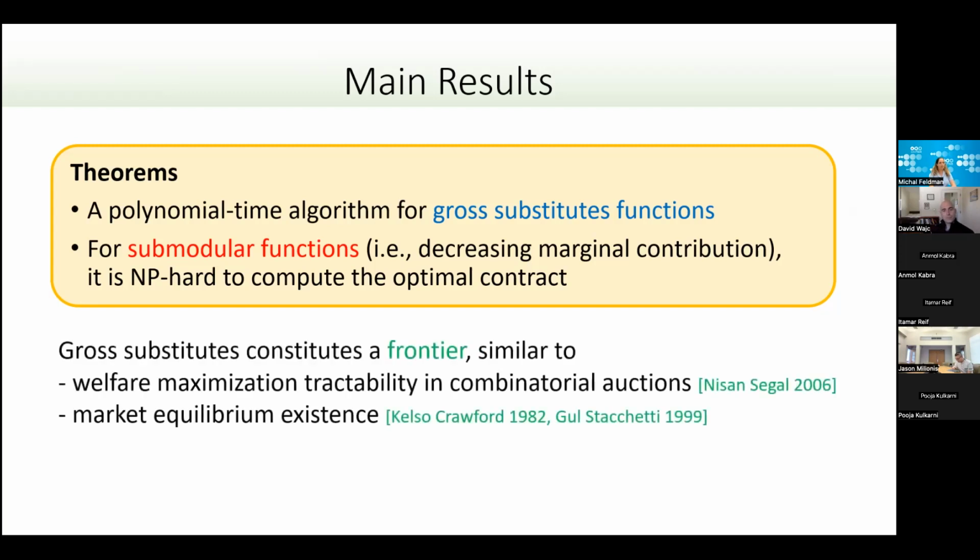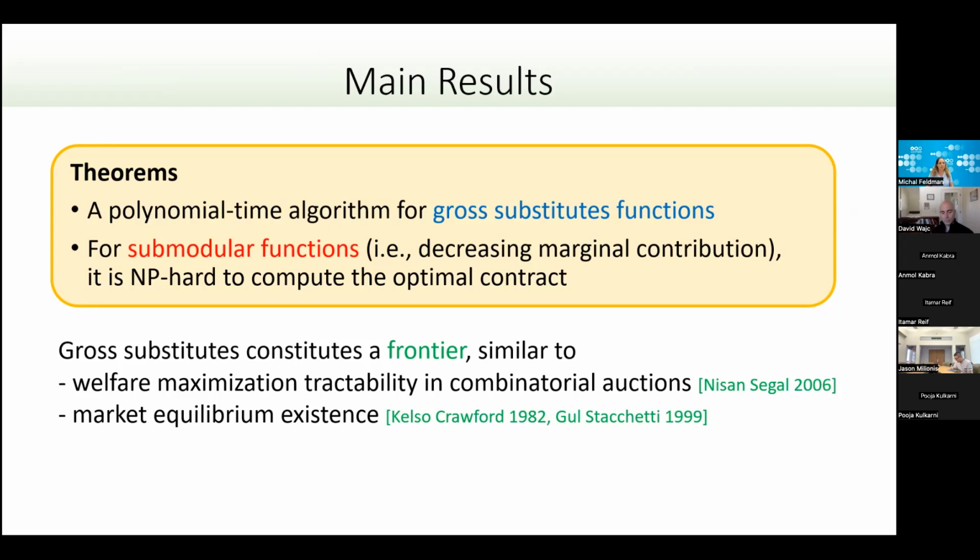Is it easy to see that such an alpha and S pair would exist? Say it again? Alpha and S, the pair, it would exist. Yeah, every alpha induces some set S that maximizes the agent's utility. Okay, sure, yes. Okay, good.